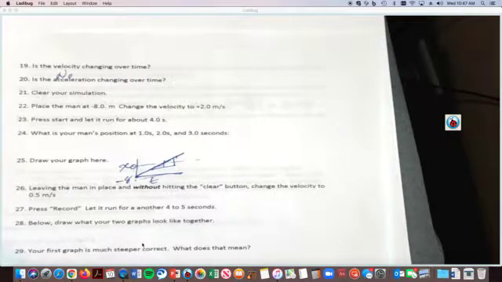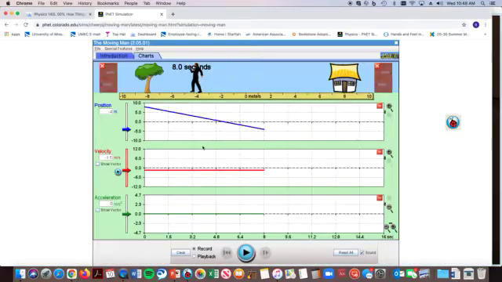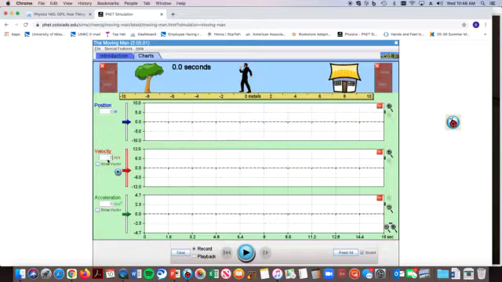So now let's clear it and let's go on to the next one. Okay, so we got a little bit of time. So let's go ahead and clear this whole thing. Clear. Make this 0. Make this 0. All right. Now, let's place the man at -8 meters. So let's click into -8.